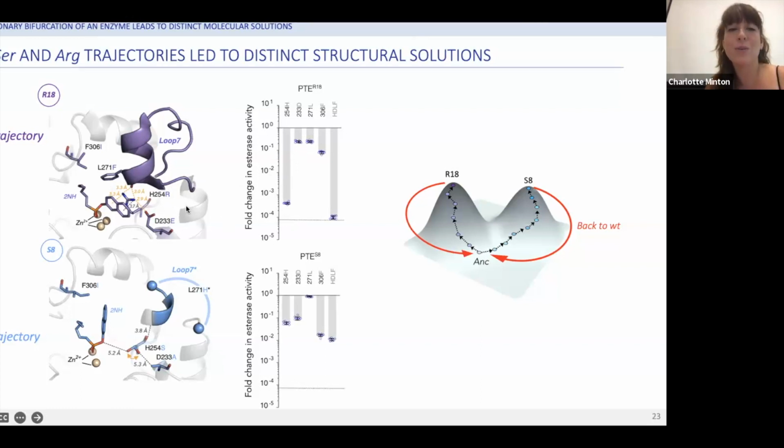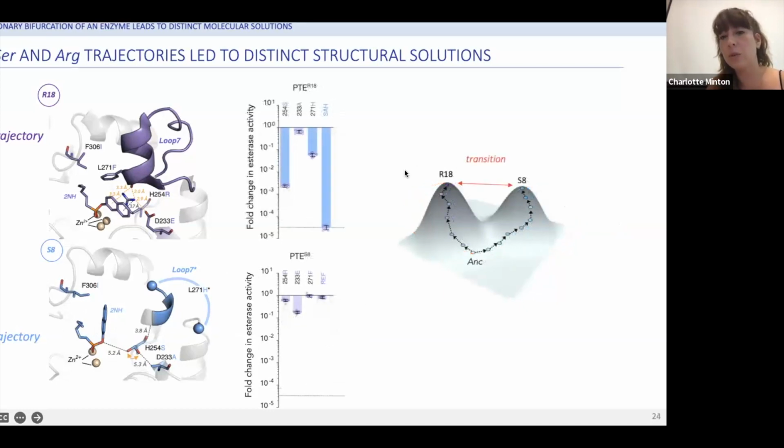And when you combine mutations 254, 233, 271, and 306 in the arginine most evolved variant, we completely annihilate the function. So we can see that these four positions actually recapitulate the whole enhancement that we've seen along the trajectory. Along the serine trajectory, however, when we do the same back-to-wild-type mutations, you can see that the effect is much less dramatic, about 10 to 100-fold decrease for each individual mutation, as well as combined. So clearly, these residues are not so important for the function in this new trajectory.